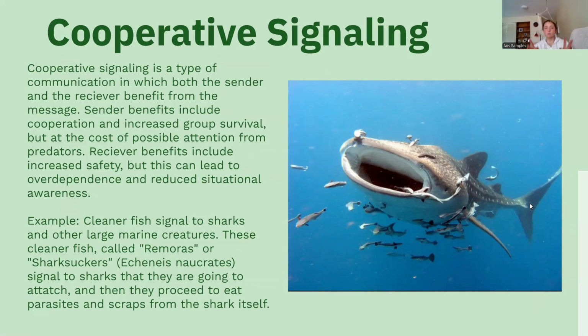My example of this is cleaner fish. So remoras, there's a bunch of names for them. Essentially, they're little sucker fish that attach themselves to sharks. And what they do is they signal to the shark, I'm not prey, I'm not prey. And the shark is like, what do you offer me? Essentially, they eat the parasites off the shark. So they attach themselves, they eat the parasites, they eat the shark's leftovers, and in return, the shark gains no parasites and improved health. So that is cooperative signaling.